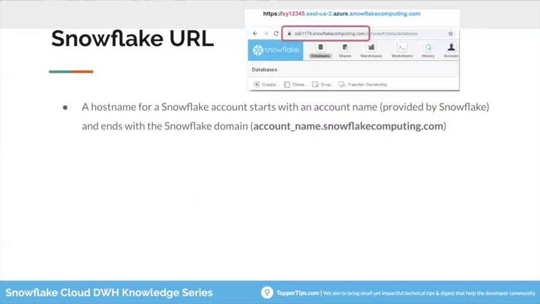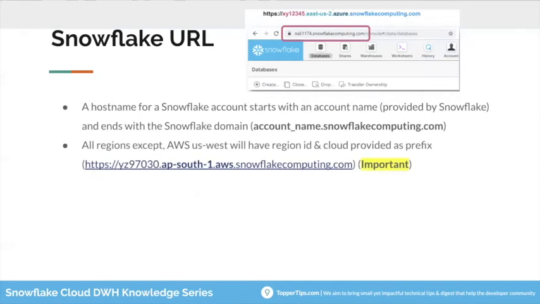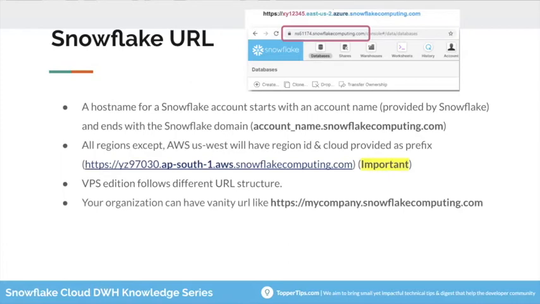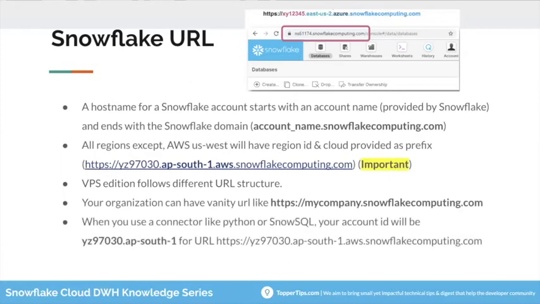A host name for a Snowflake account starts with the account name provided by Snowflake and ends with the Snowflake domain. So it could be like account_name.snowflakecomputing.com. All regions except AWS US West will have a region ID and the cloud provider as a prefix. So you can see this example. This is also an important thing. VPS edition follows a different URL structure. Documentation doesn't talk about it much. Your organization can have a vanity URL like mycompany.snowflakecomputing.com. When you use a connector like Python or Snowflake, your account ID will be the account number followed by the region.